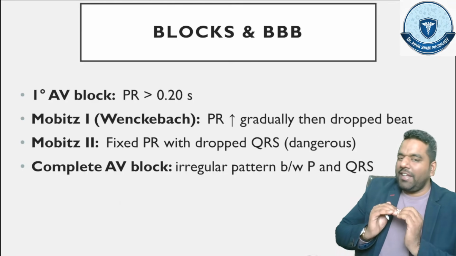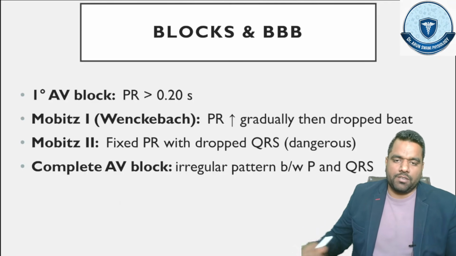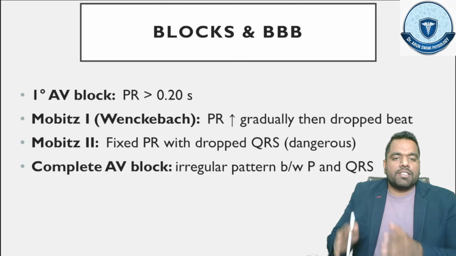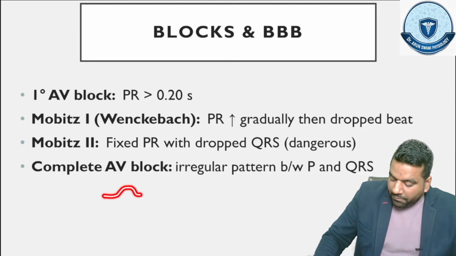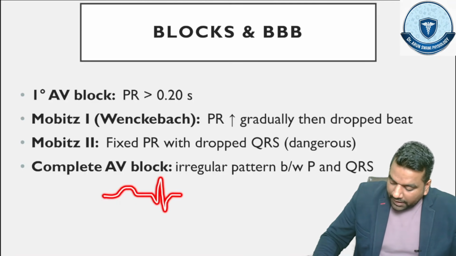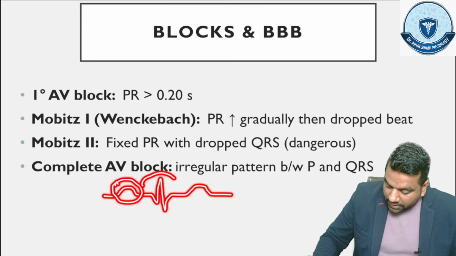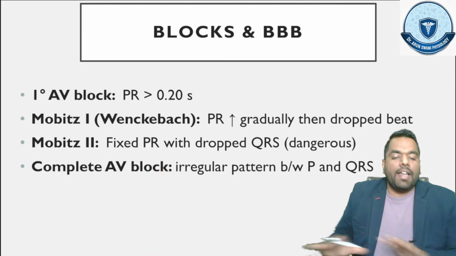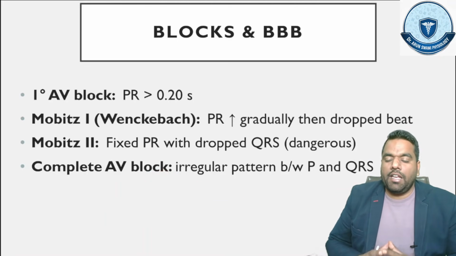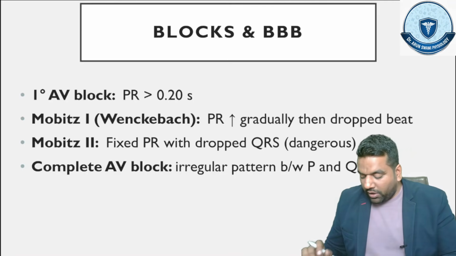And the complete AV block, guys, is an irregular pattern between P and QRS. It means there is no relationship between the P and the QRS. Ideally, first the P wave should come, then the QRS, and then the T wave. But if the P comes after the QRS, or the QRS comes with the P, it means anything can come at any time. This we call complete AV block or third degree heart block. Very, very important, these blocks, right guys?